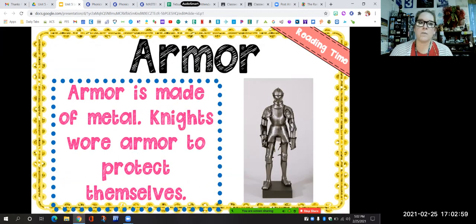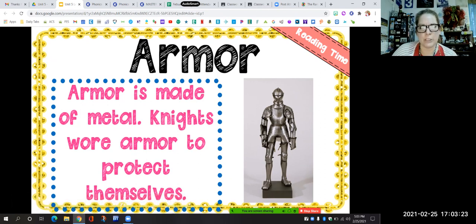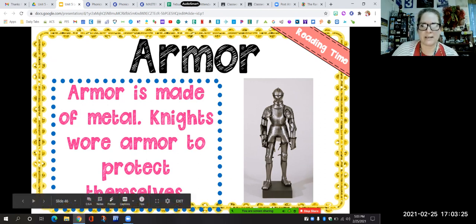Okay, then we have armor. Armor is made of metal, and knights wore armor to protect themselves. Can you guys imagine having to wear a suit of armor? And you can tell he's covered from head to toe in armor. First of all, imagine how heavy that would be. And secondly, imagine how hot that would be. Like, oh my goodness, what if the sun was shining down on you? It's like you're sitting inside of a soda can.